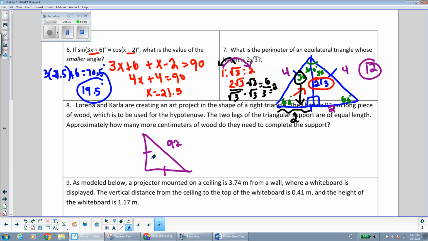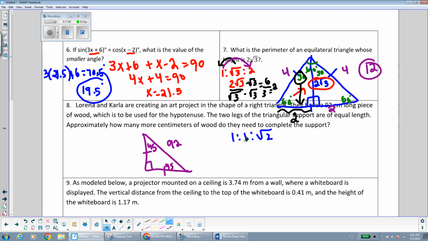So since we have a right triangle and it's got 2 equal sides, that means it's also got 2 equal angles. So what that means is that we have 2 45-degree angles. So what we have is a 45, 45, 90 triangle. 45, 45, 90 triangles have sides that are in the ratio 1 to 1 to radical 2.